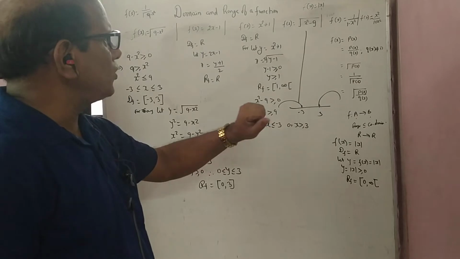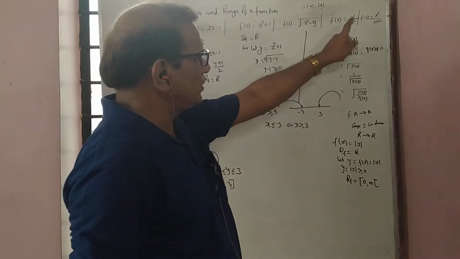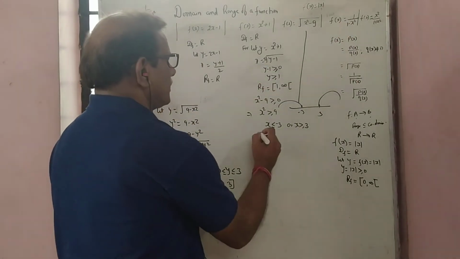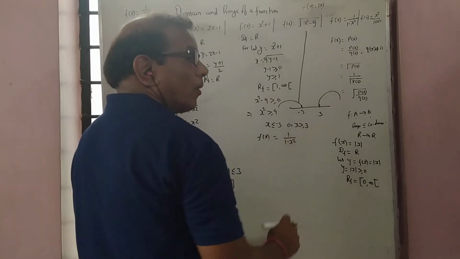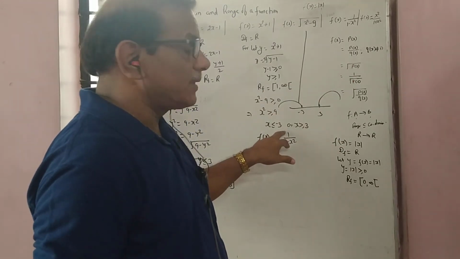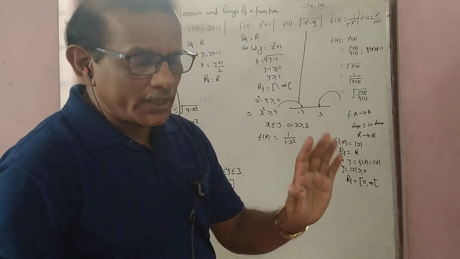Similarly, we can find the range also. Coming to this question, f(x) equals 1 by 1 minus x square. Obviously, this is a rational form, something by something. The numerator is a constant and the denominator is a polynomial. But there is no root sign.